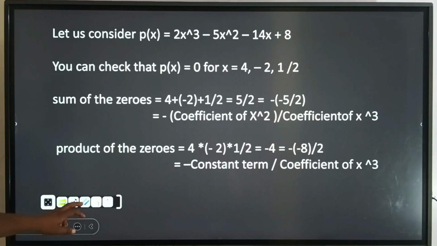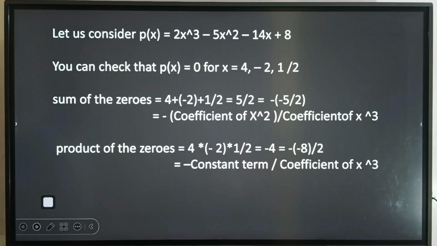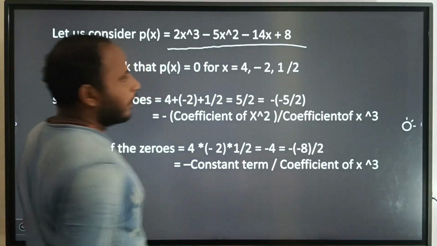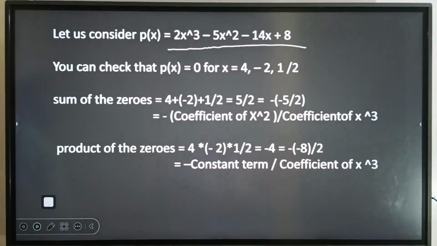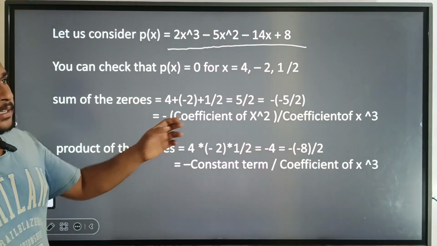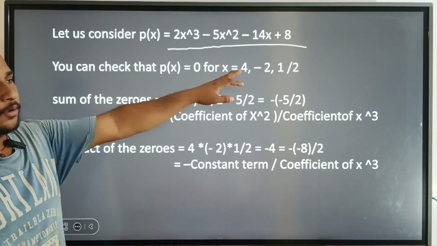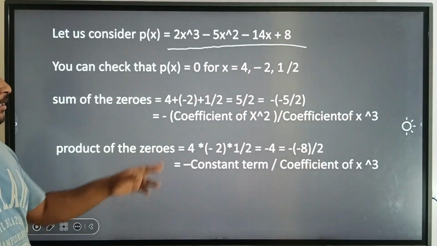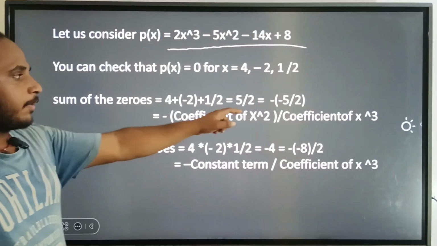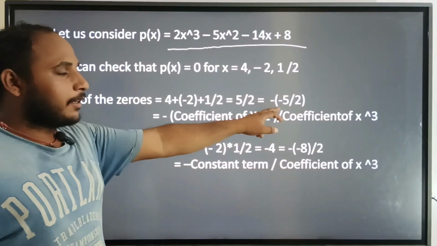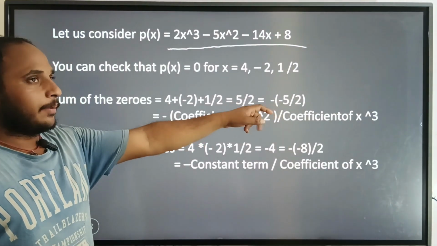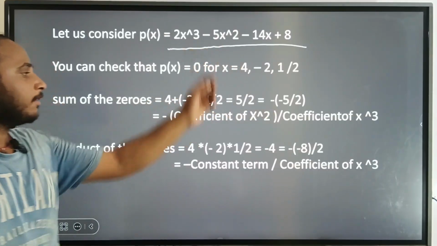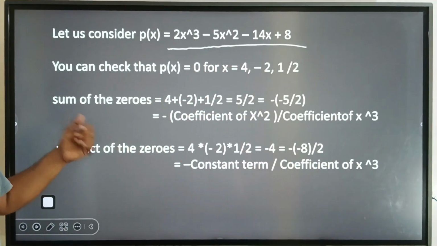Let us consider 2x cube minus 5x square minus 14x plus 8. Now, the polynomial is 0 at the values 4, minus 2, 1 by 2. Therefore, the sum of these zeros, 4 plus minus 2 plus 1 by 2, is 5 by 2. Here 5 by 2 can be written as minus of minus 5 by 2. Here minus 5 is the coefficient of x square and 2 is the coefficient of x cube.